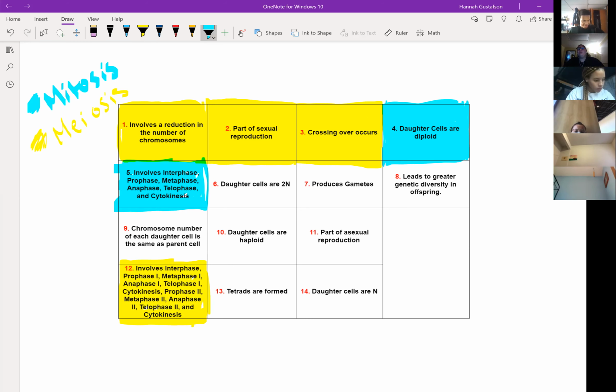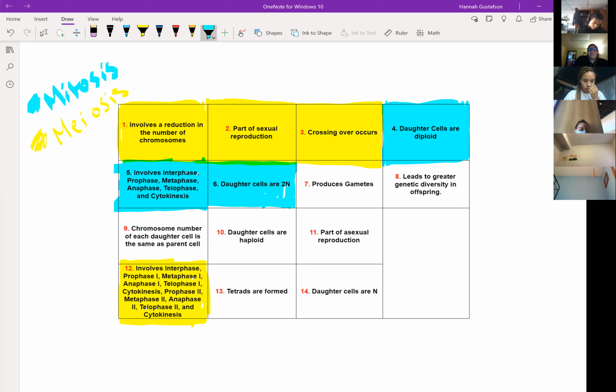So we are going to go back to number 6. Daughter cells are 2N. Mitosis or meiosis, someone go ahead and unmute. Mitosis. Correct. Mitosis is correct. This also has to do with that diploid chromosome count. Make sure you're paying attention to that.